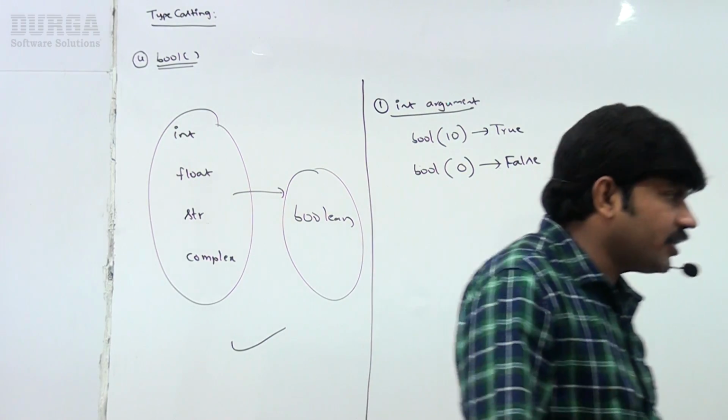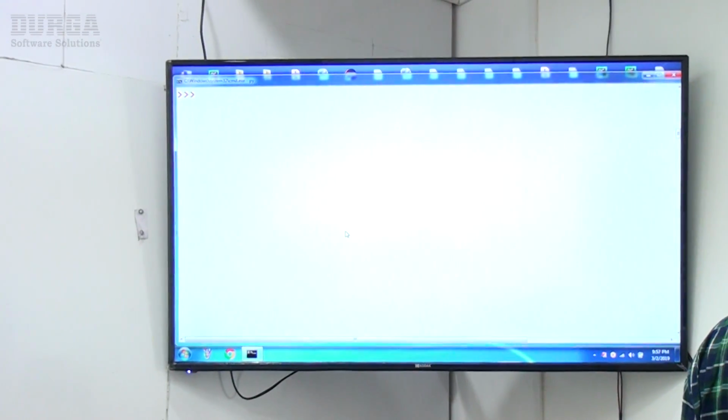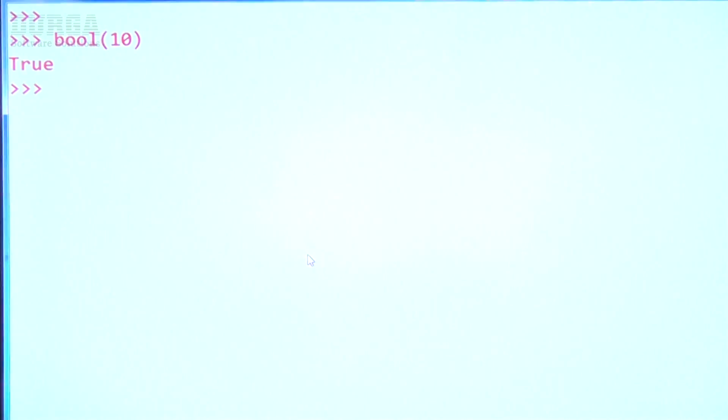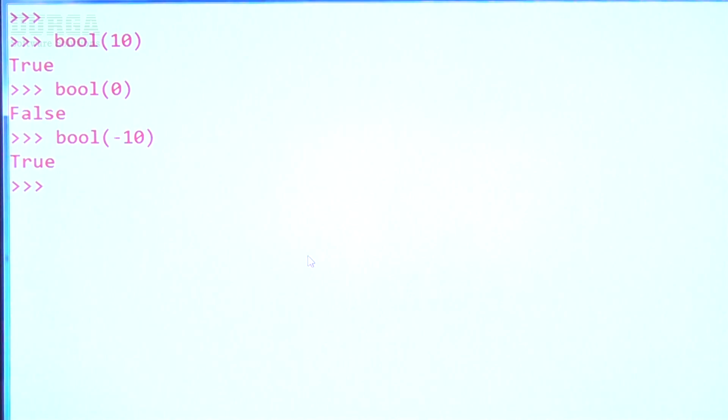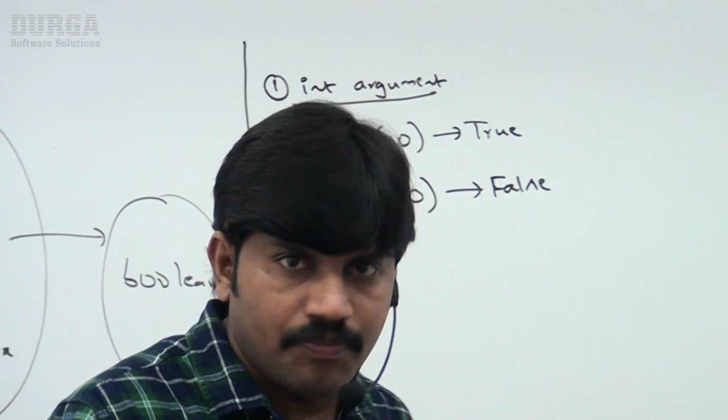Remember this one: non-zero means true, 0 means false. Let me cross check, have a look once, sir. Here I am taking bool of 10, the answer is true. Bool of 0, false. Bool of minus 10: whether it is a positive number or a negative number, is it 0 or not? Not 0, that's why true is the answer. Clear, right? This is how the bool function behaves if you pass an int argument.